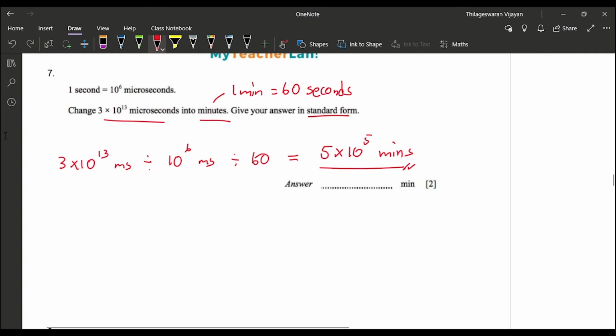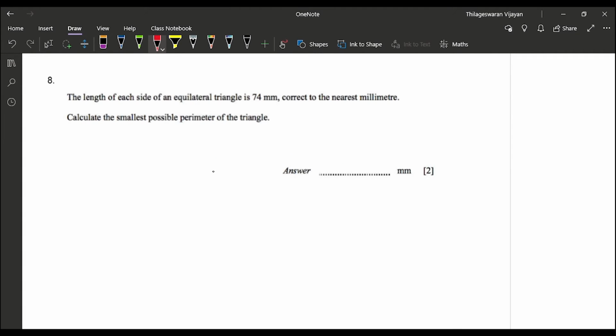Question number 8. The length of each side of an equilateral triangle, so I'm just going to simply draw it. Every piece of information that you have from the question, try to always imagine it. So just draw it out. And each side is 74 millimeters, correct to the nearest millimeter, which means we are looking at this last digit. Calculate the smallest possible perimeter of the triangle. So that means this plus this, or times by 3.